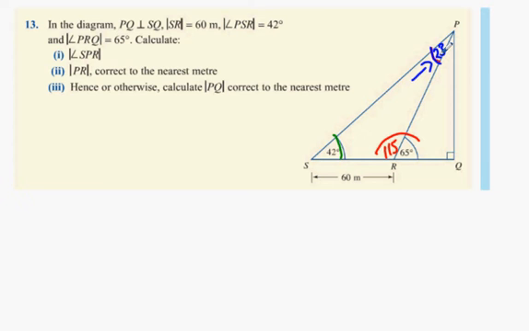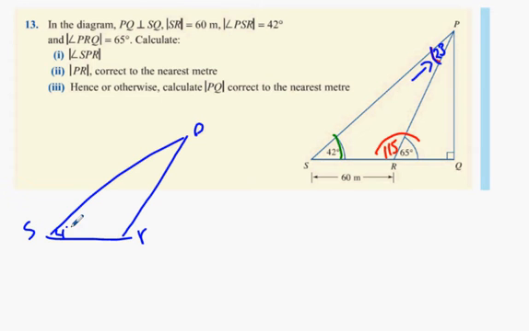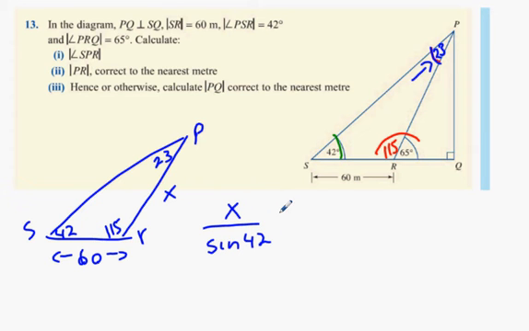Well, what we have here with PR is this triangle here. PR is in PRS. We have a 42, we have a 115, and we have a 23, and this is 60. I'm going to use the sine rule here, because I want to calculate PR. PR I'll call X. So X over sine 42 equals 60 over sine 23.